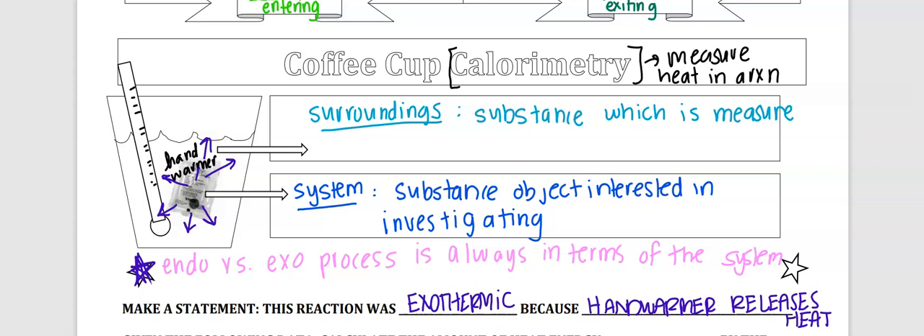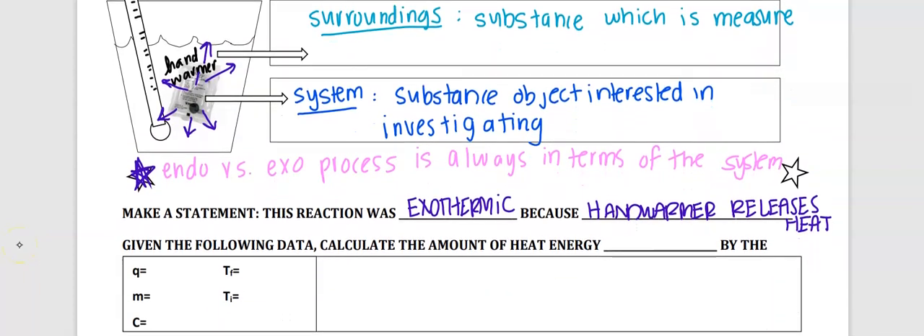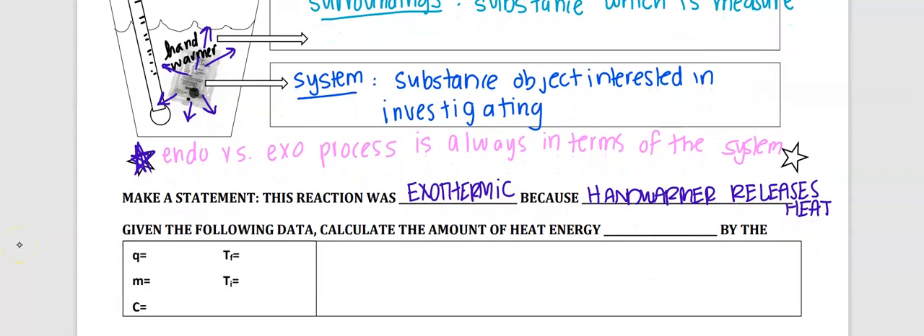So how do we then put numerical values to the amount of energy that was released by the hand warmer?